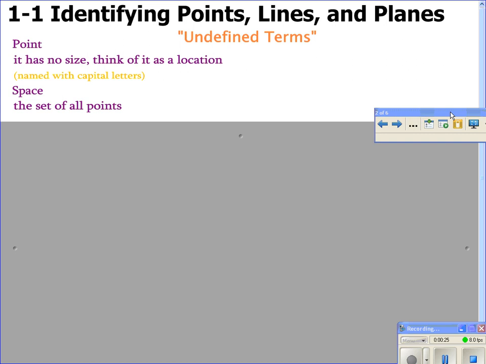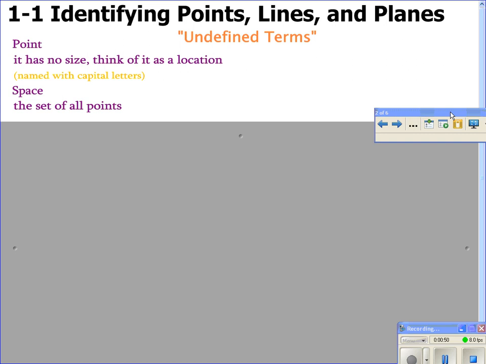A point has no size, but it gives you a location of something. And we always name it with a capital letter. It's hard to see this on the screen because it looks yellow, but that's the important part. That's the part you're going to be doing in your homework, is naming things. So know that if you're ever naming a point, it's with one capital letter.